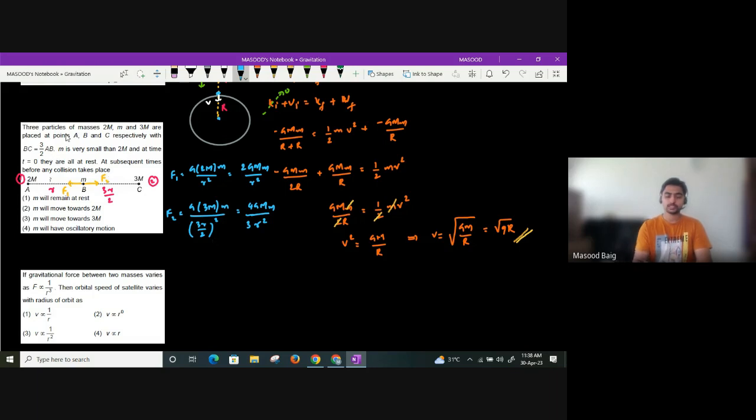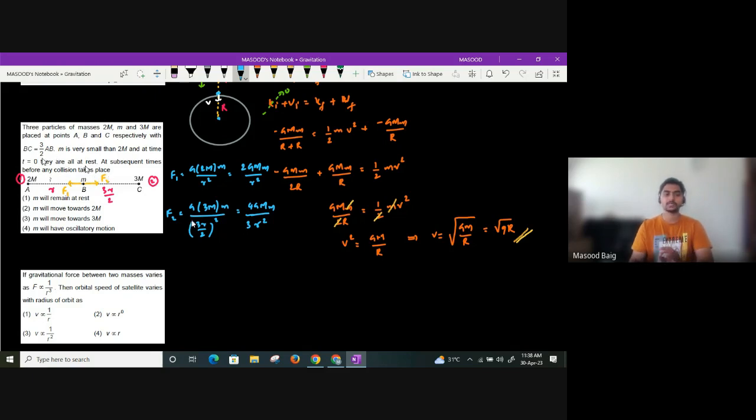So as you can see, three particles of masses 2m, small m and 3m are placed at points A, B, C respectively, with BC equal to 3 by 2 AB. M is very small compared to 2m and at t equal to 0 they are all at rest. At subsequent times before any collision takes place, what is going to happen? They are asking. So what will happen in this situation?